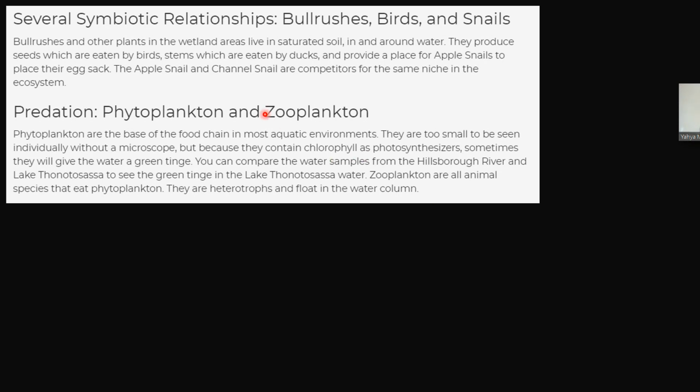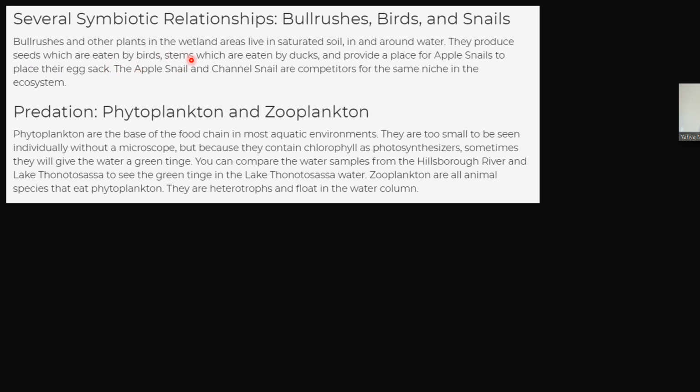This is again giving examples of different kinds of symbiotic relationships, right? This is talking about different kinds of birds and snails and that kind of thing. It's saying that there are different kinds of plants called bulrushes. They produce seeds which are eaten by birds, stems which are eaten by ducks, and provide a place for apple snails to place their egg sac.